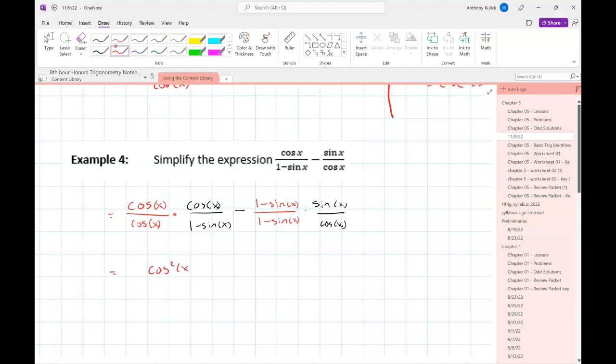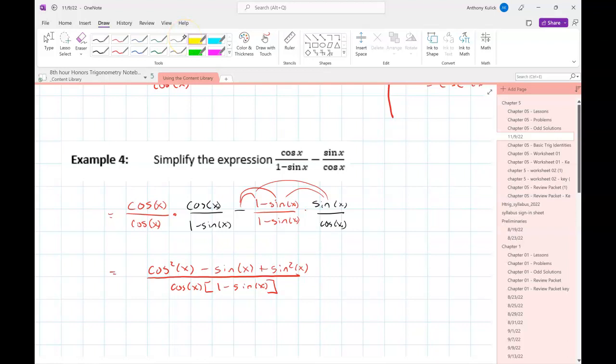So my numerator, I'm going to have cosine squared, and I have minus sine x plus sine squared x. Everybody's okay with why it's plus sine squared? Because the negative has to distribute also, right? Okay, we've made our single fraction.